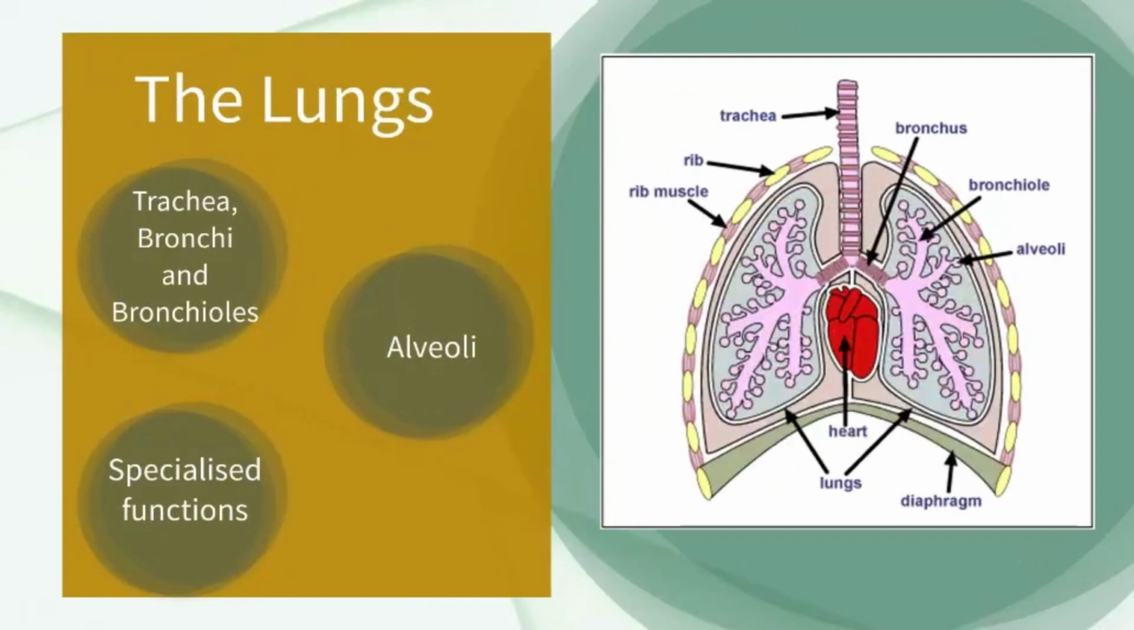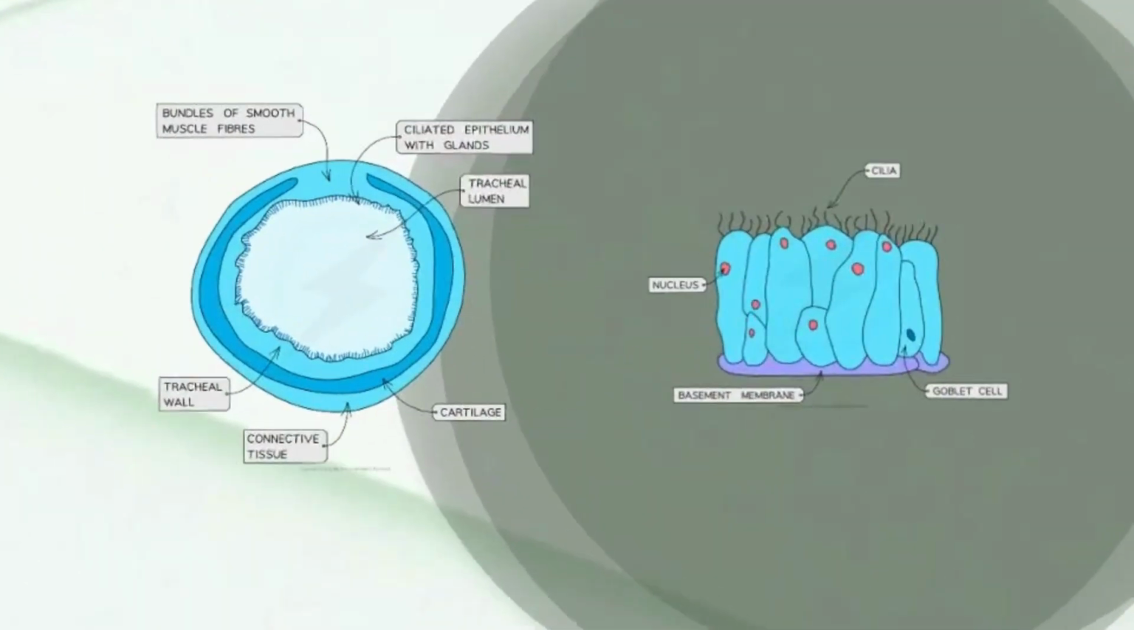Okay, so let's break that down even more and talk more about the structure of all of those parts of the lungs. So the trachea, bronchi and bronchioles, their function is to enable the flow of air into and out of the lungs. So the airways always need to be held open. You never want them to close. And this is achieved by rings of cartilage.